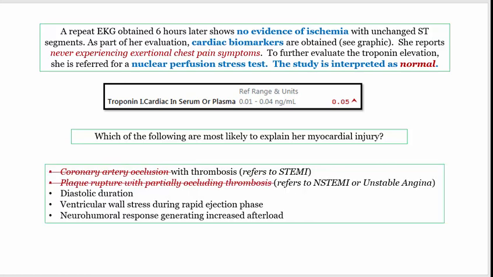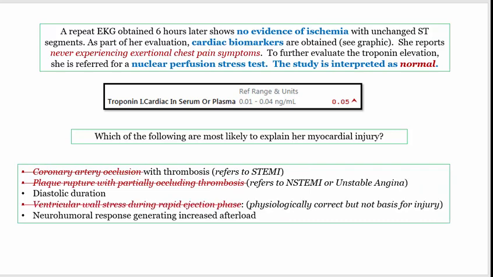As for the fourth option, wall stress during systole does compromise coronary blood flow, but this is not the basis for myocardial injury. Recall, coronary artery perfusion is predominantly a diastolic event. So the fourth option reflects normal physiology, but is not the basis for injury.